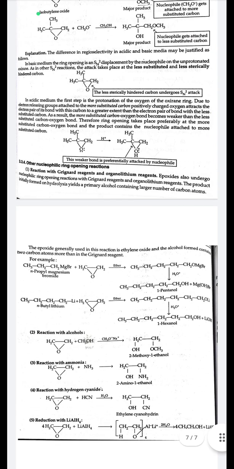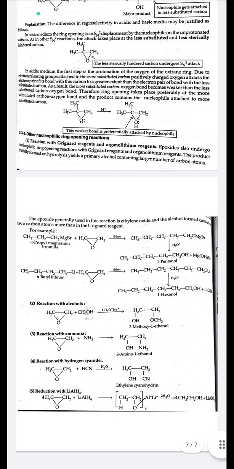Explanation. The difference in regioselectivity in acidic and basic media may be justified as follows. In basic medium, the ring opening is an SN2 displacement by the nucleophile on the unprotonated oxirane. As in other SN2 reactions, the attack takes place at the less substituted and less sterically hindered carbon.